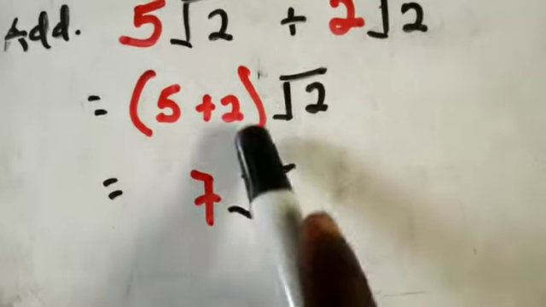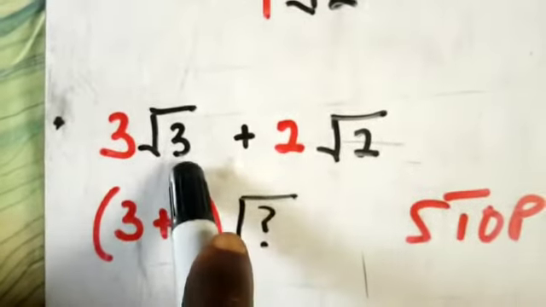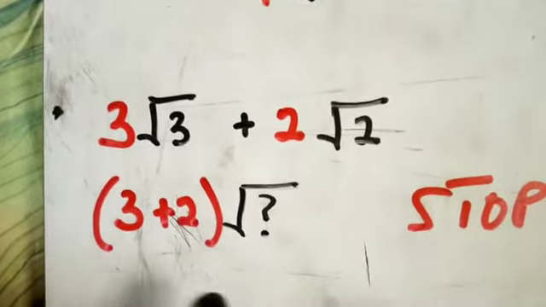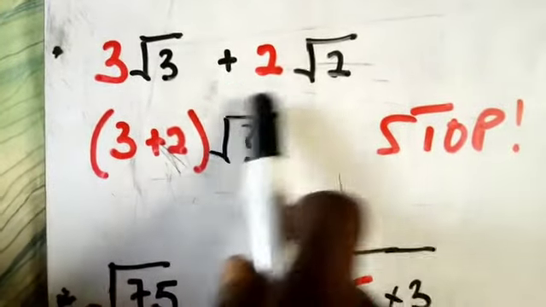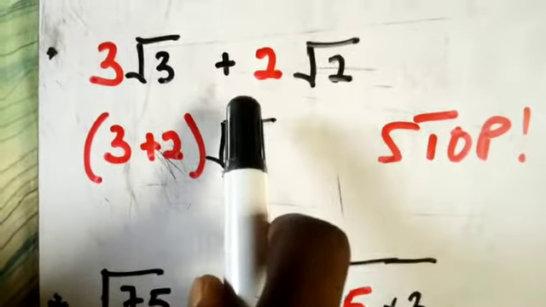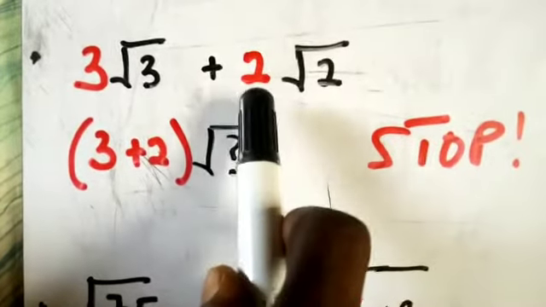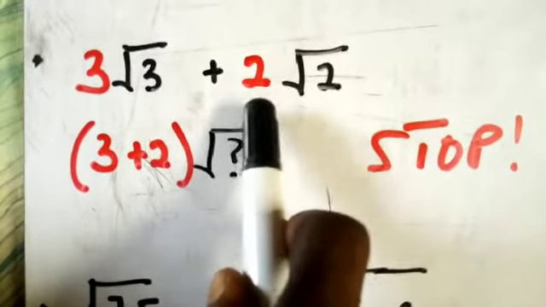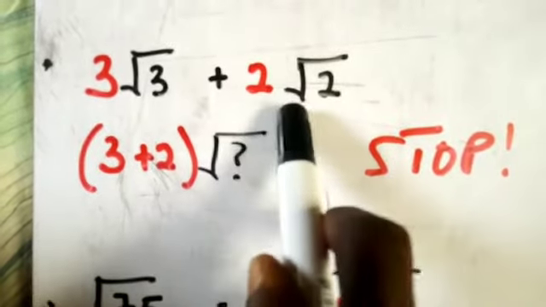Okay, so that is for addition and subtraction. Let's look at the second one. I'm having 3 root 3 plus 2 root 2 over here. Now, have you seen what is happening? We are combining without checking whether it is necessary for them to be together. Assuming this is a marriage, are they supposed to be together? That is one point you should be asking yourself. They are not. You should stop doing that, because you haven't checked whether the conditions are met.